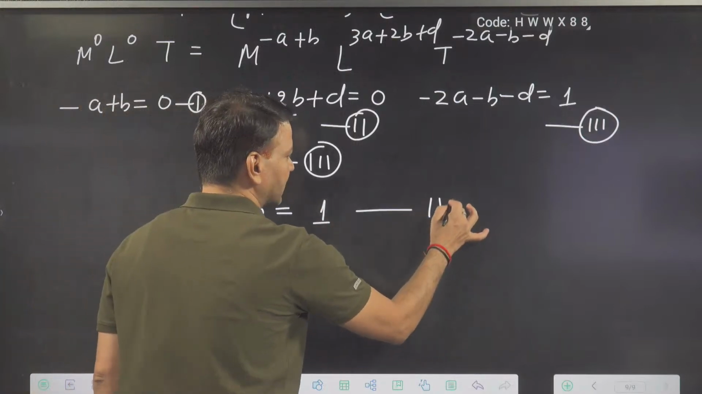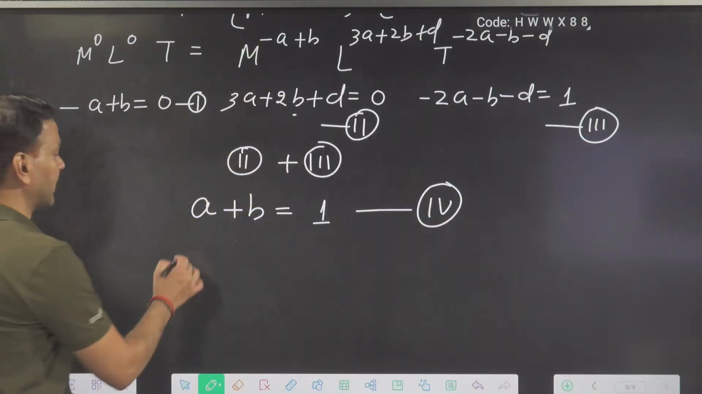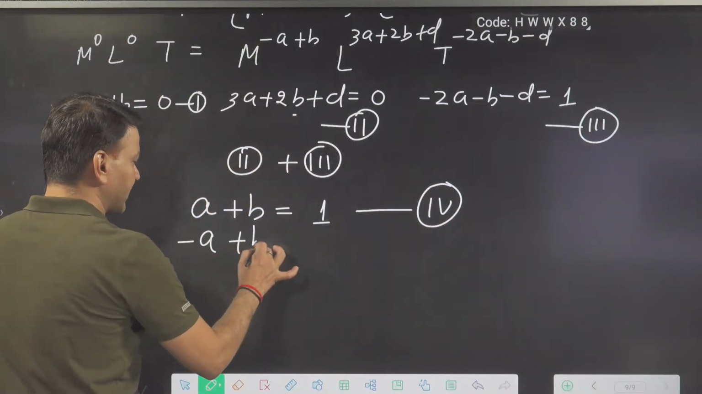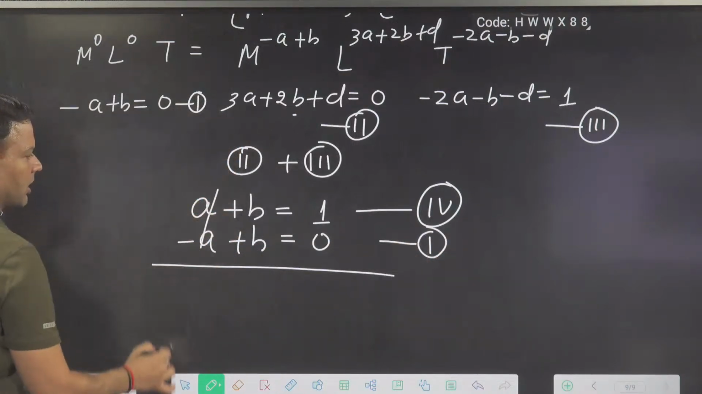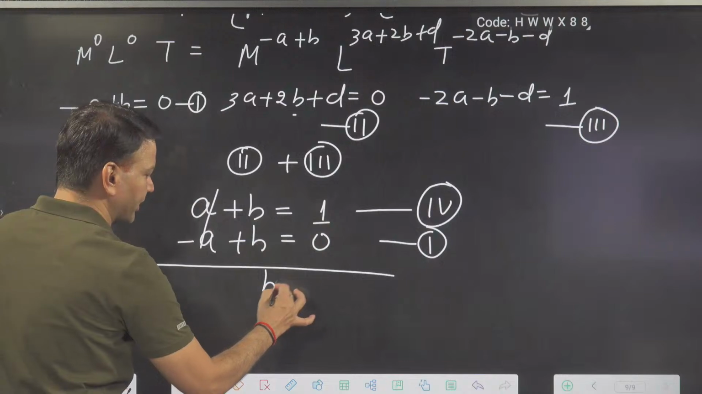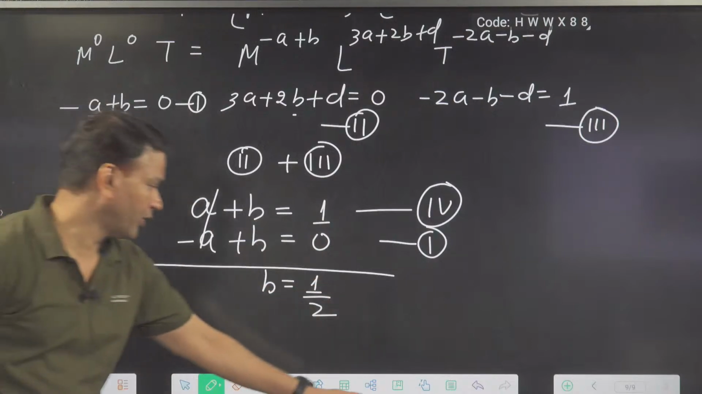Suppose I am writing this as equation 4. So one equation I got is A plus B is equal to 1. Another equation I have is minus A plus B is equal to 0. That is equation 1. Now if I add both, I get 2B is equal to 1. So B is equal to 1 by 2. So I got B as 1 by 2.